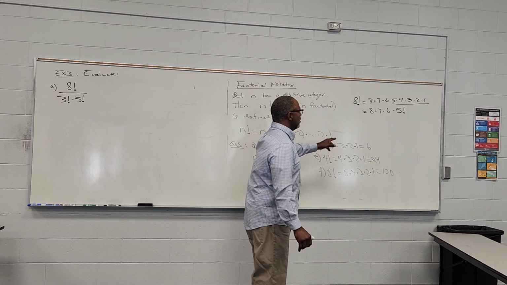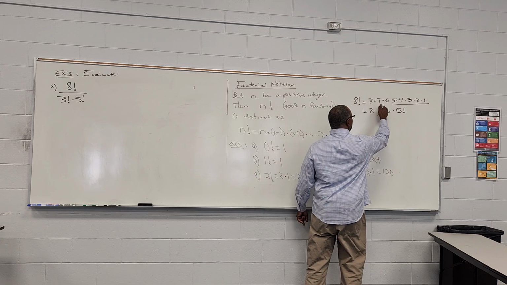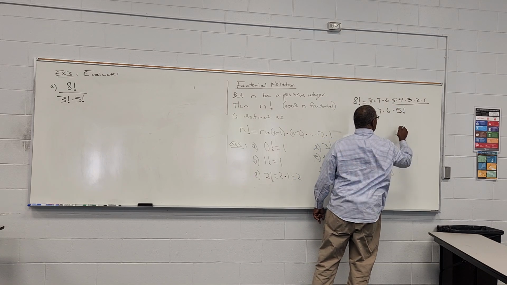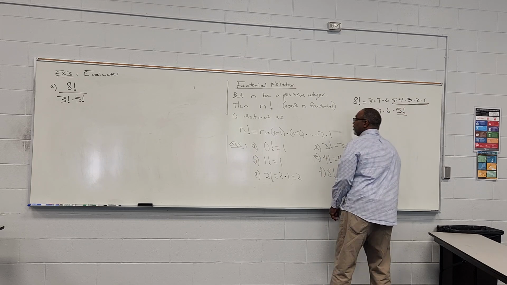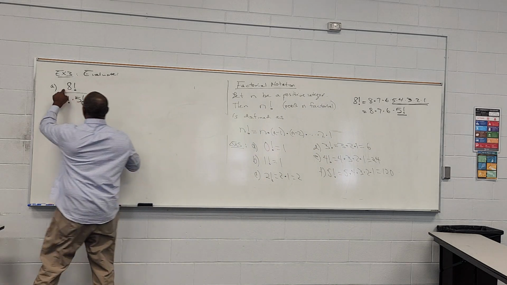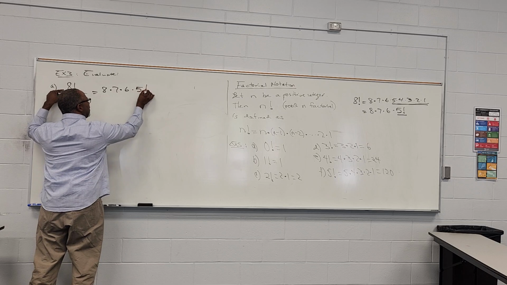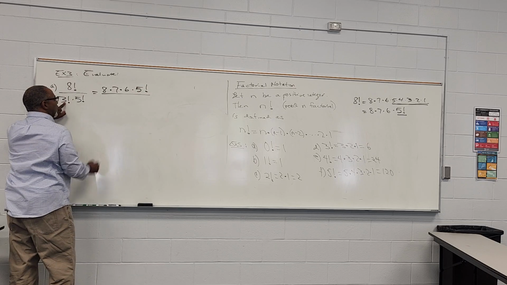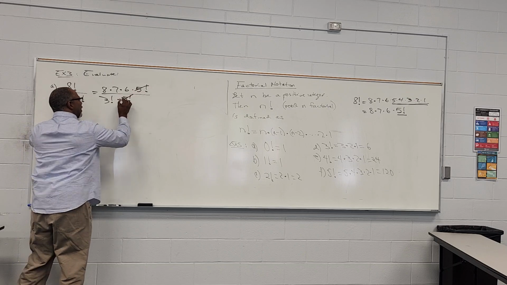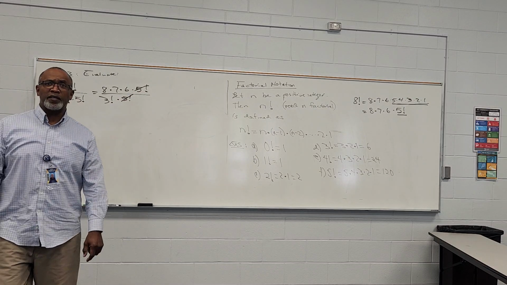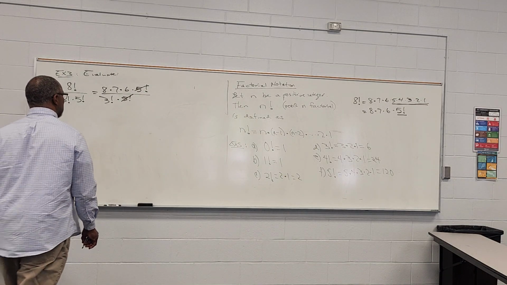So 8 factorial, it's 8 times 7 times 6 times 5 times 4 times 3 times 2 times 1. But again, I can write 5 times 4 times 3 times 2 times 1 as 5 factorial. So when I come over here, I'm not gonna write it all the way down. I'm gonna write 8 times 7 times 6, but then I'm gonna leave it like 5 factorial. Then I've got 3 factorial in the bottom times 5 factorial. These will cancel. That's why I didn't take it all the way down to 1. 5 factorial in the top cancels with 5 factorial in the bottom.